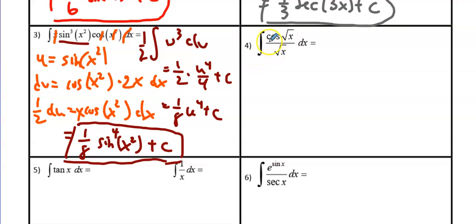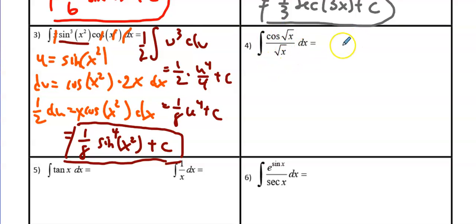Right, so now we have the integral of cosine of the square root of x over the square root of x dx. So what do we think this u is going to be? If you say u is cosine of the square root of x, well, that's wrong because there's no sine in this function. So it cannot be cosine of the square root of x.